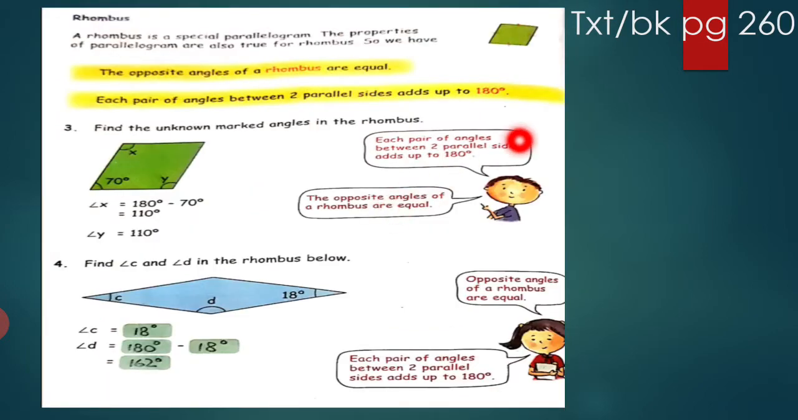Here is textbook page 260, students. Rhombus. Rhombus is a special type of parallelogram. The properties of parallelogram are also true for rhombus. So the opposite angles of rhombus are equal.